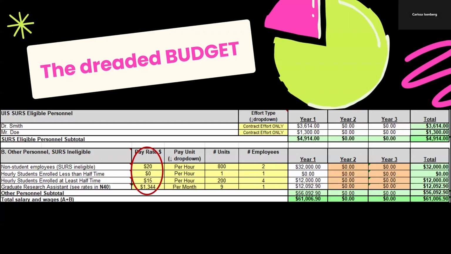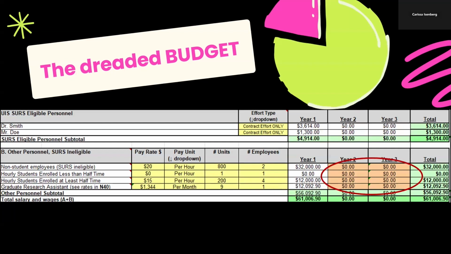Here we have the pay rate. For our first couple categories, they are paid per hour. Our graduate research assistant is paid per month. Number of units is whatever you chose in the dropdown before. So for our first category, that is 800 hours. For our third category, because I did not budget for any hourly students enrolled less than half-time, that is 200 hours. And our last category, that is 9 months. And then number of employees, 2 non-student employees, 4 hourly students, and 1 graduate assistant.